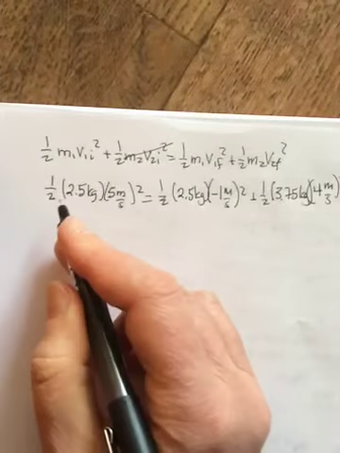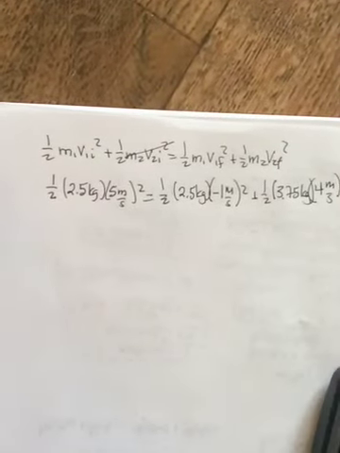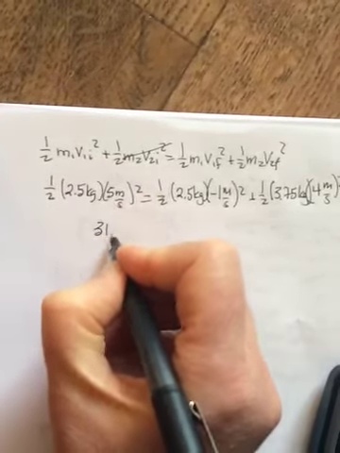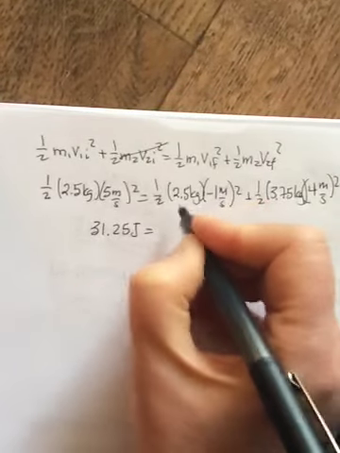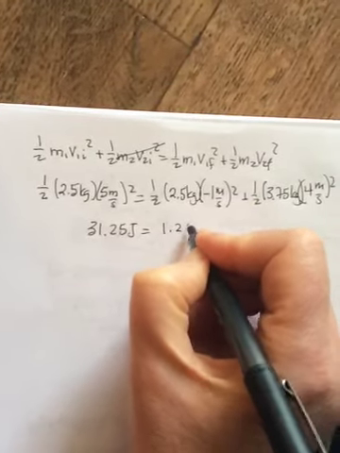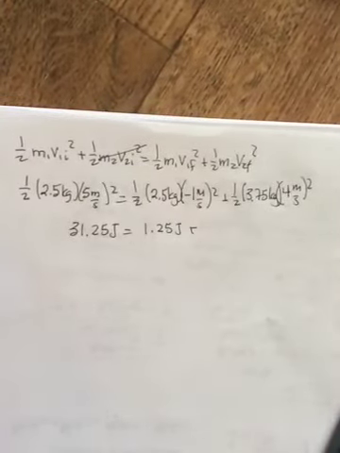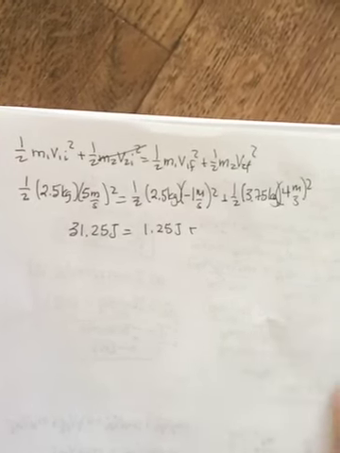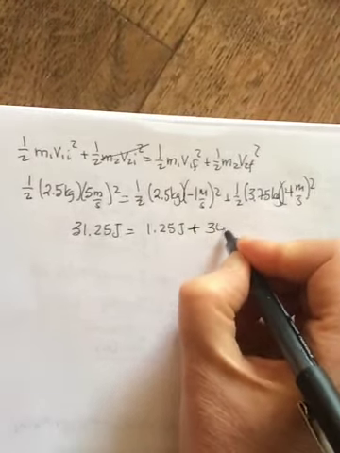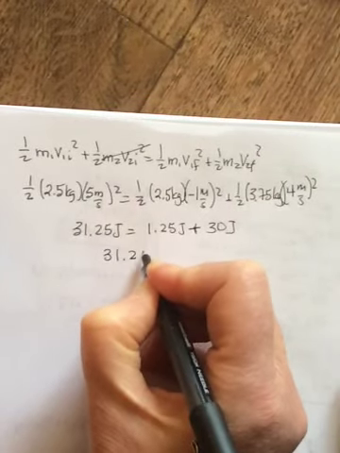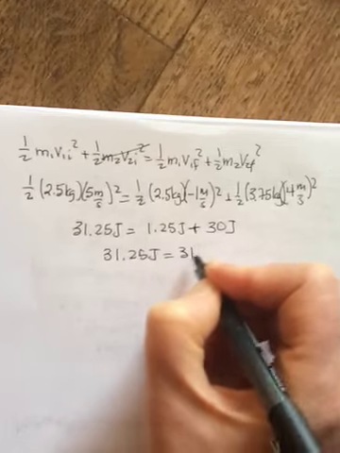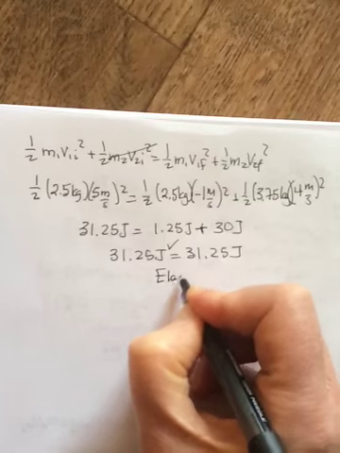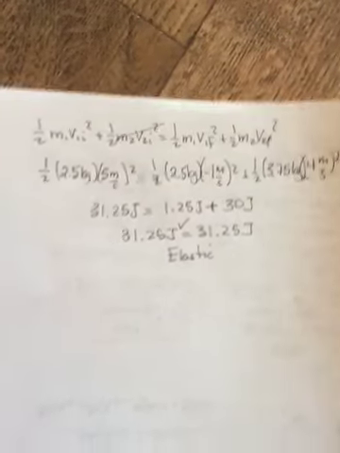All right, so 25 times 1.25 is 31.25, and it's going to be joules. So this is 31.25 joules plus 1.25 joules, and 8 times 3.75 is 30 joules. Oh, look at that. And when you add them together, you get 31.25 equals 31.25 joules. It is elastic. And so you write down here, elastic. They will not all be, I promise.